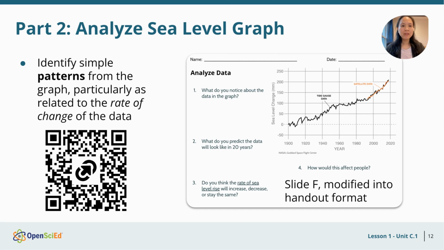In part 2, the learning activity prepares students to analyze more complicated graphs in future lessons, such as lesson 2. In this lesson, we need to guide students to focus on identifying simple patterns from the graph, particularly as related to the rate of change of the data. I found it useful to print this graph and the prompts as a handout for students so they work with a partner to annotate the graph before a brief whole class discussion. The QR code listed here on the slide brings you to this modified handout that I took from slide F.